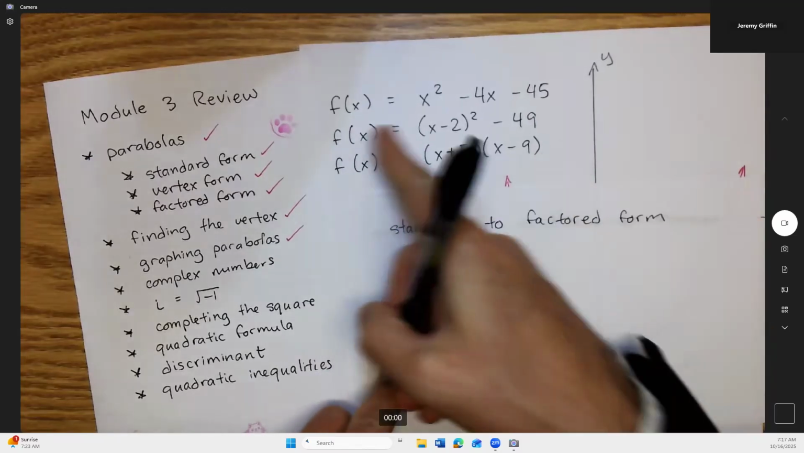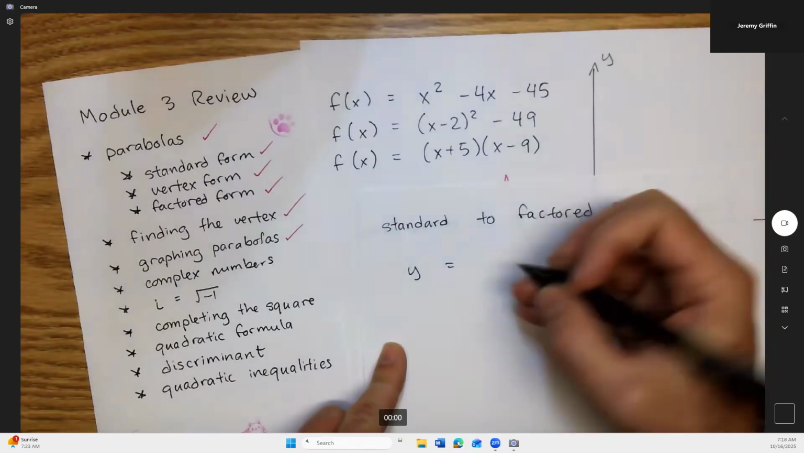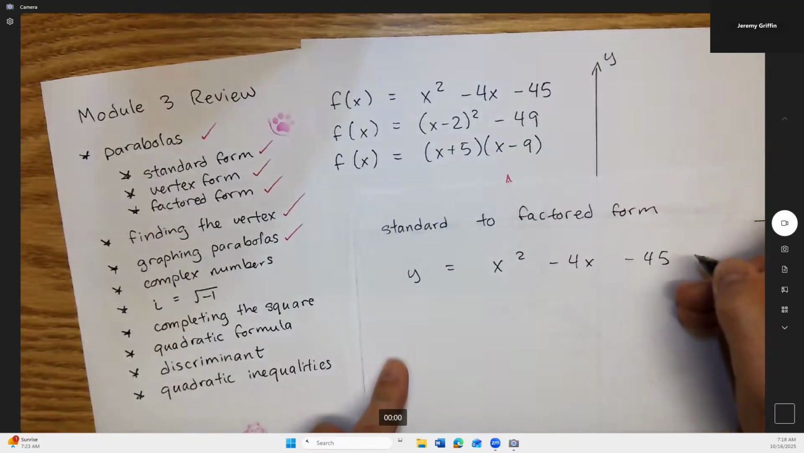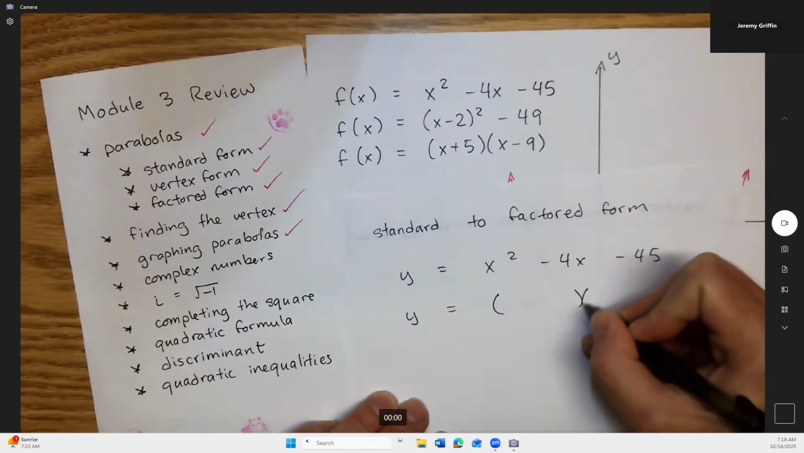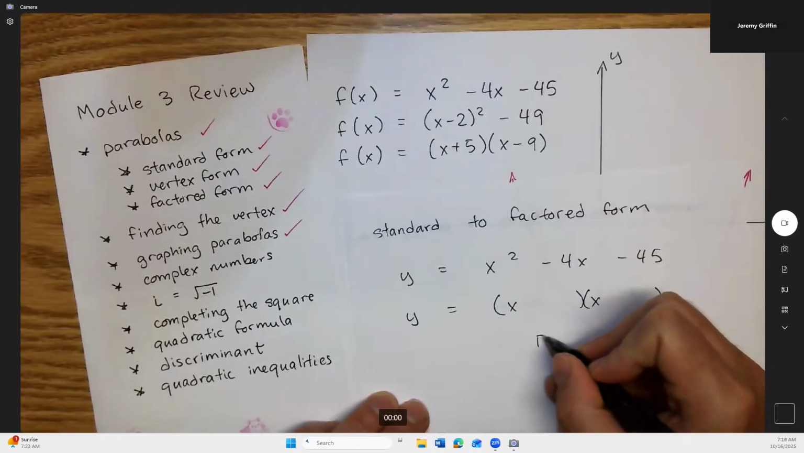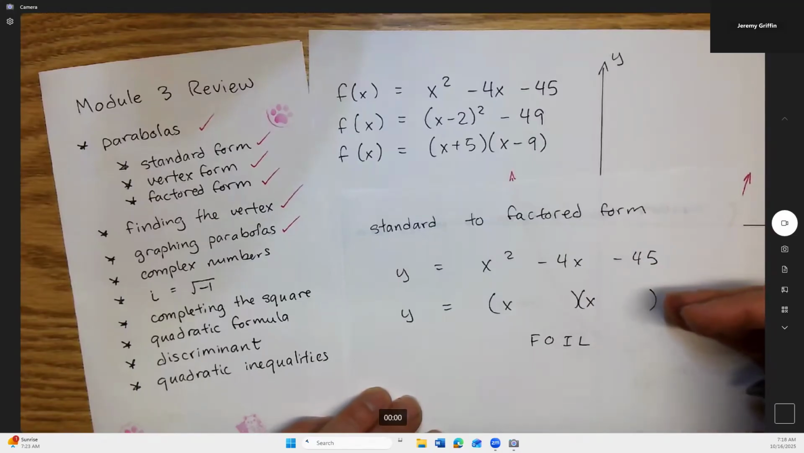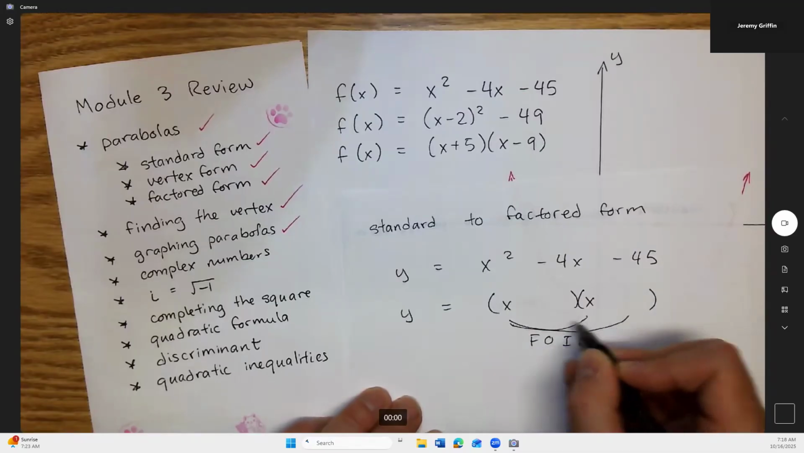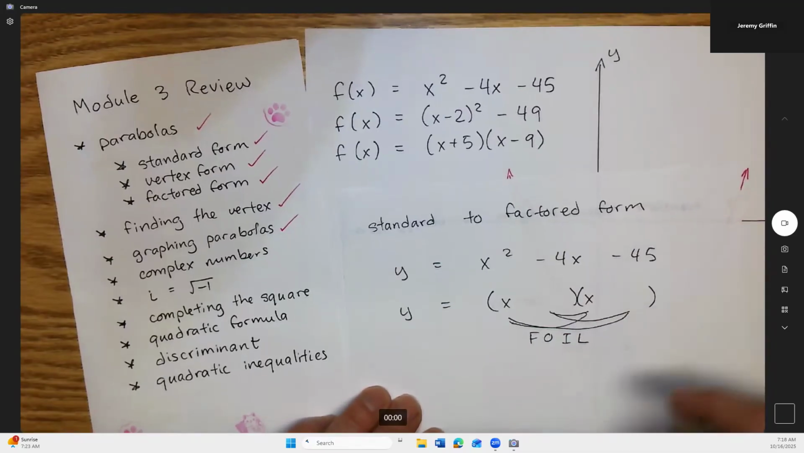So I'll take this example: y equals f of x, x squared minus 4x minus 45. If I suspect it can be factored, I could start out like this: maybe I have x and x. In the back of my mind, I'm thinking FOIL. I'm not foiling forwards at this point, but whatever this answer is, I could FOIL it, first, outside, inside, last, and it should bring me back to the standard form, so I can check my answer.